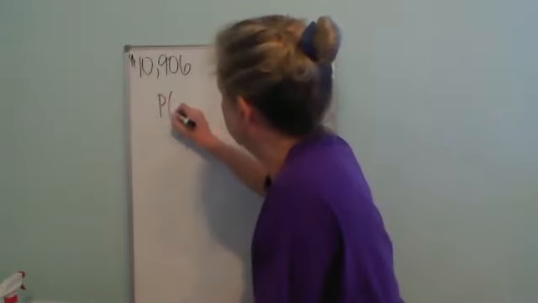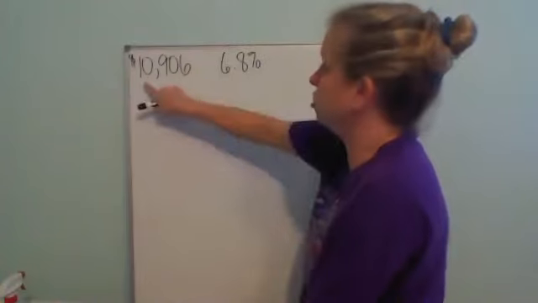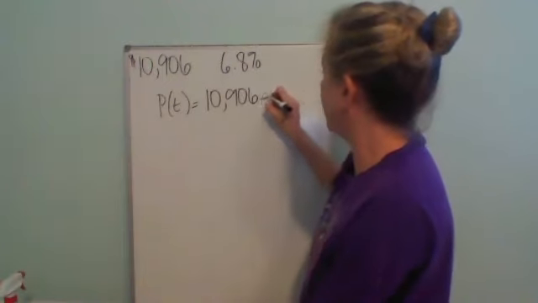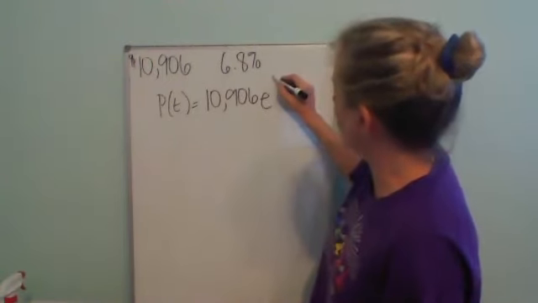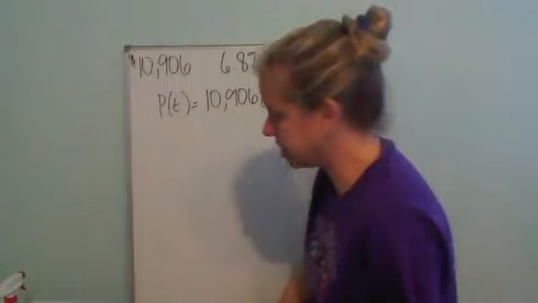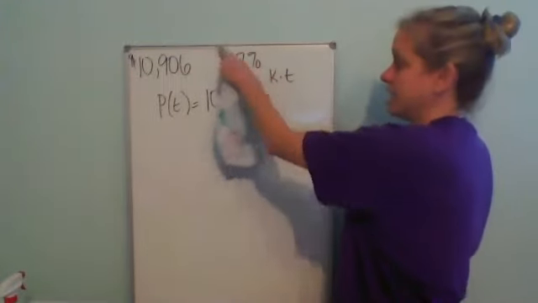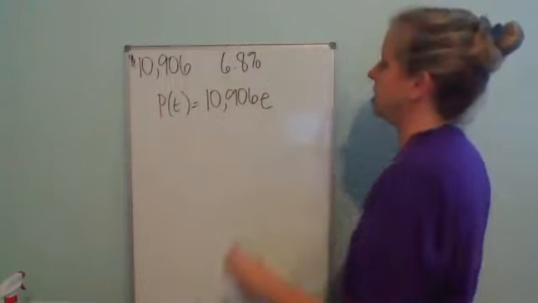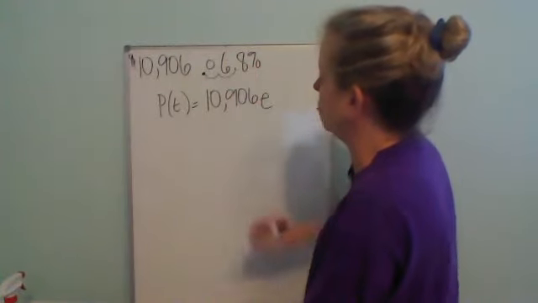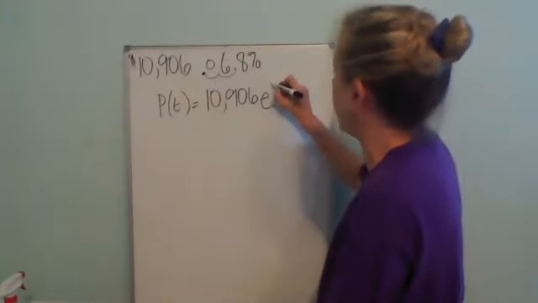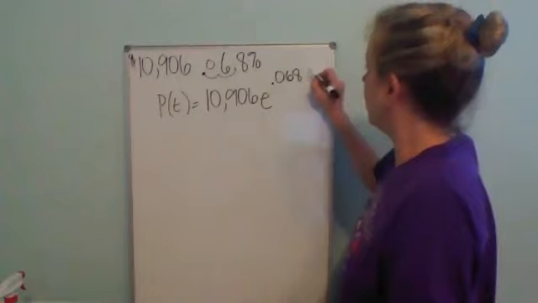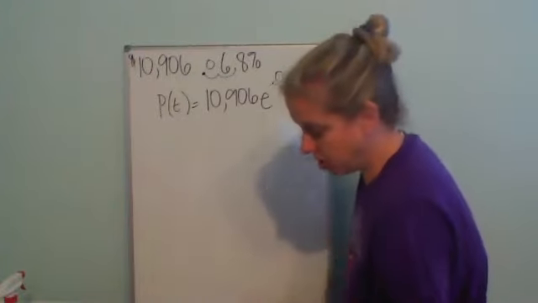So let's see. P of T is going to be equal to the amount of money you had at the beginning, so 10,906 E. Now, remember, up here is K T, which is the rate times the time. Now, I do know what the rate is. They told me it was 6.8%. So I need to put it in as a decimal. So let's move it 2 places to the left and fill in my blank with a 0. So 0.068 is what I'm going to use for the rate. And then I do not know what T is.